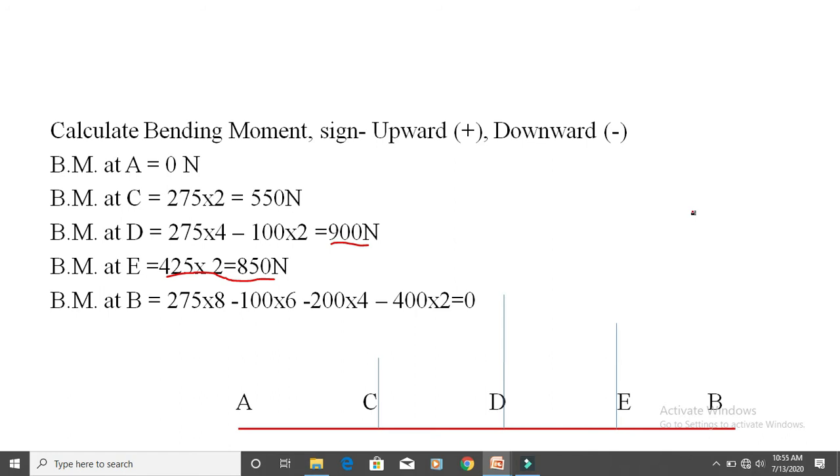So now join AC, CD, DE and EB. In between A and C there is no load, so join with an inclined line AC. In CD there is also no load, so join with an inclined line. In DE there is also no load, so join with an inclined line. And EB is also no load, so it is also joined with an inclined line. So this is about the bending moment diagram. This is our first problem.